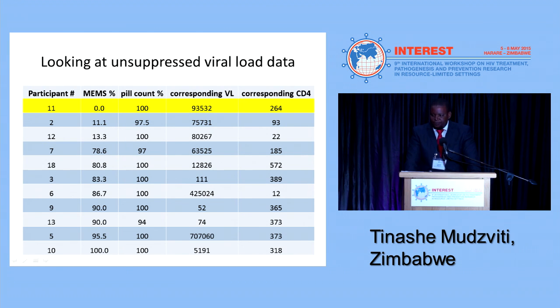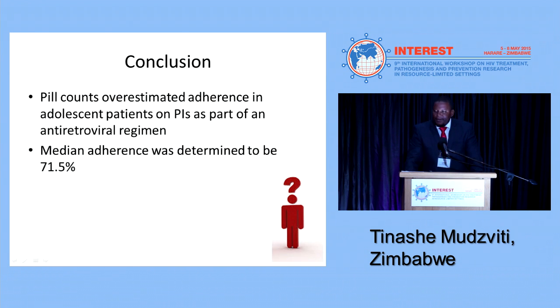So in conclusion, what we saw was that our pill counts overestimated adherence in our adolescent and young adult population, and median adherence was determined to be 71.5% when using MEMS versus the 100% we got when we used our pill count data.